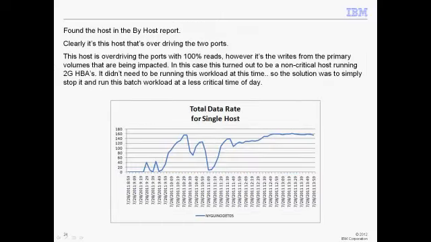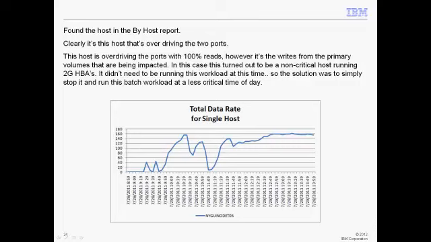So the question is, which host is generating the workload that's overdriving these ports? Clearly it's this host, NYGUIN. This is obvious because a graph of its total data rate exactly matches the buffer credit depletion graph shown previously. This host is overdriving the ports with 100% reads. However, it's the writes from the primary volumes that are being impacted. In this case, this turned out to be a non-critical host running 2 gig HBAs.